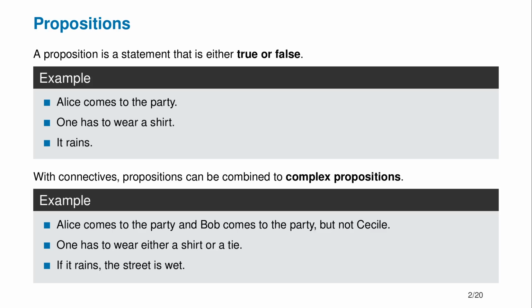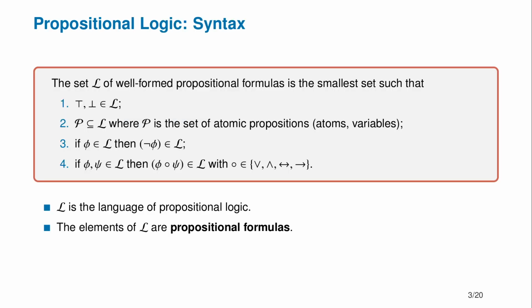So for example, Alice comes to a party, Bob comes to a party, but not Cecile. Here we have 3 atomic propositions which we combine. One has to wear either a shirt or a tie, so here we have an exclusive or. If it rains, then the street is wet, which can be written down by implication.